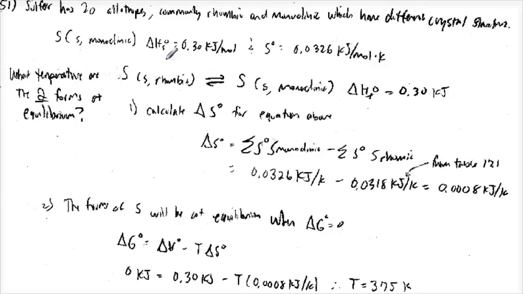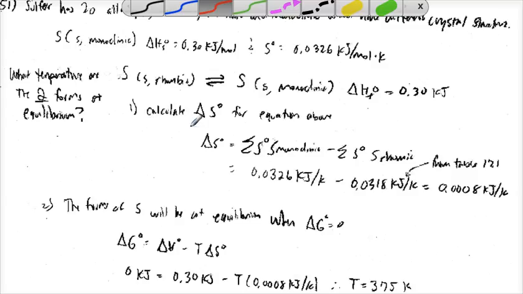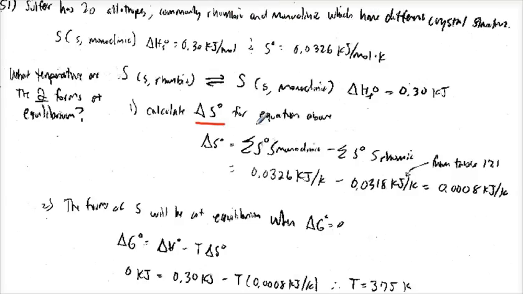You're given some information about the monoclinic sulfur. Its heat of formation is 0.30 kilojoules per mole, and its standard entropy is 0.0326 kilojoules per mole per Kelvin. You're given those because they're not readily available. The question is, what temperature are the two forms at equilibrium? You've got a decent amount of information available to you already. So what you do for this one is calculate your change in entropy first from the equation. And one of the values, the rhombic one, is available right in the table, table 17.1. The other one was given to you in the problem. You can find the entropy change for this.